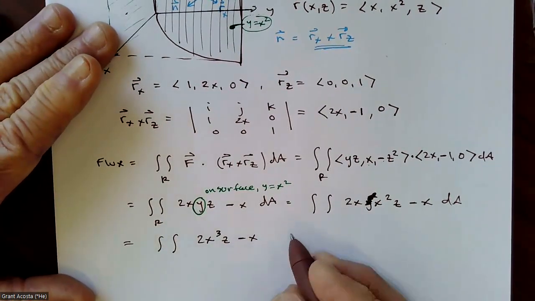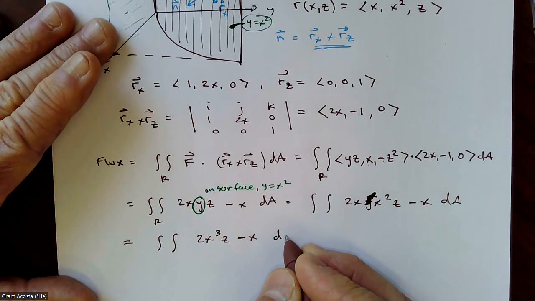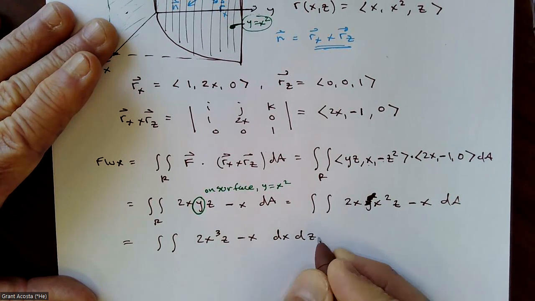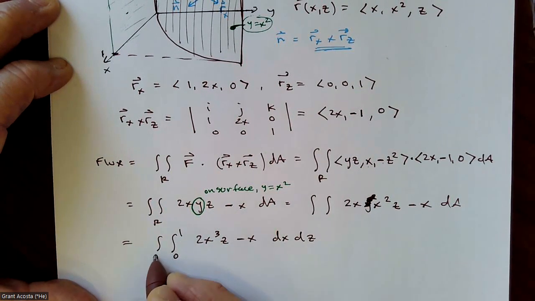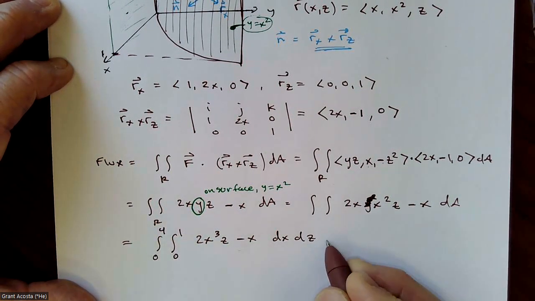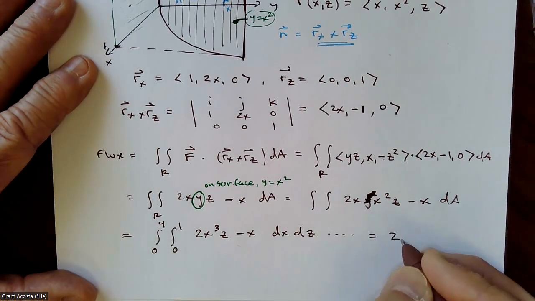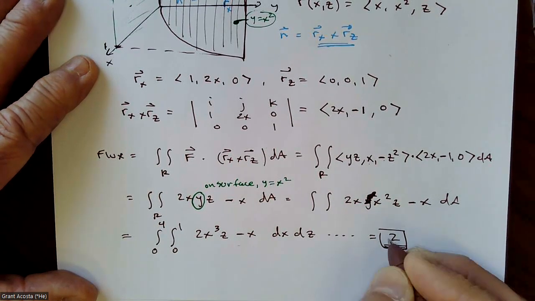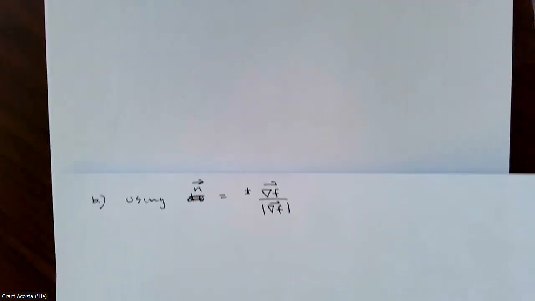And now that I have x and z, I could just decide which way do I want to integrate this. It doesn't really matter. I could do dx dz. Remember from the picture, from the rectangle, x varied from 0 to 1 and z varied from 0 to 4. And this isn't too hard of an integral to do. So if you work that out, you should get an answer of 2. Wasn't that the answer I got on the previous problem? Okay, that's just a coincidence. The flux isn't always 2, but it came out that way for this particular field and this particular surface.